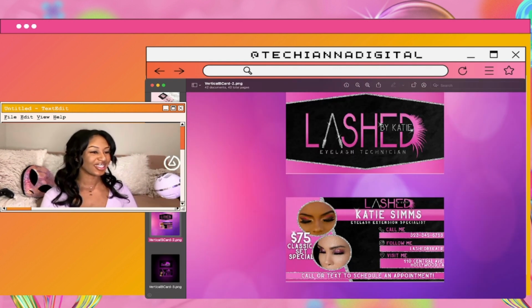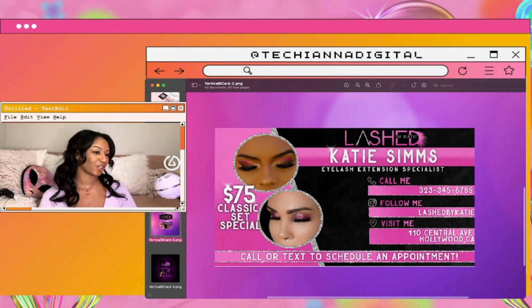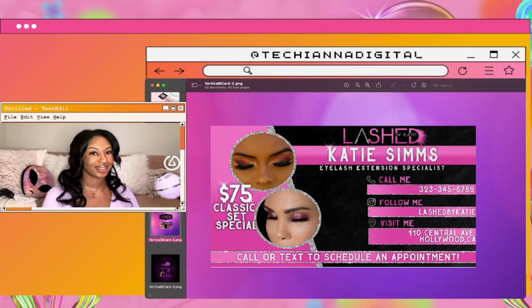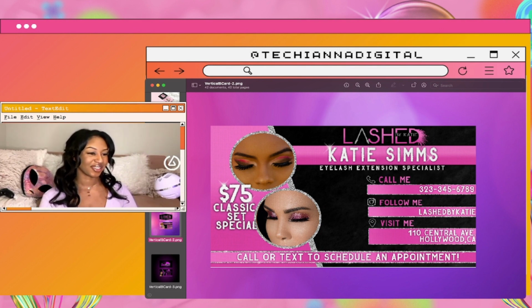Lashed by Katie. This is when I start getting into making my graphic designs a little bit more creative as far as my logos and things. So I really like how this turned out. And even though I'm over glitter now, I really love how this glitter logo turned out. And of course you see here as well, I did make the text a lot thicker, so if I would have gotten this printed, you would have been able to actually read it. So I think these cards are really cute.